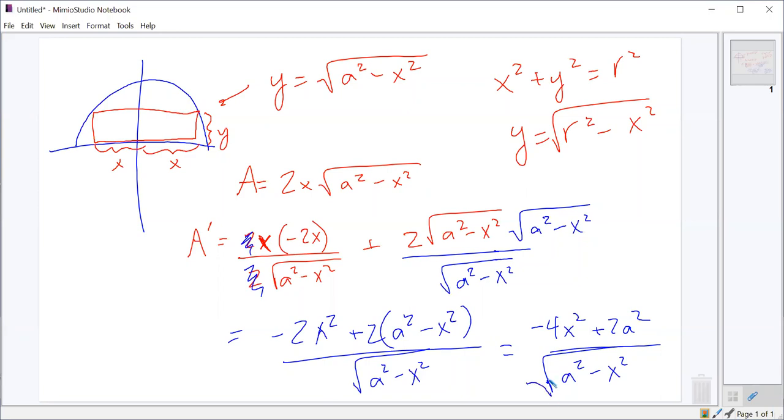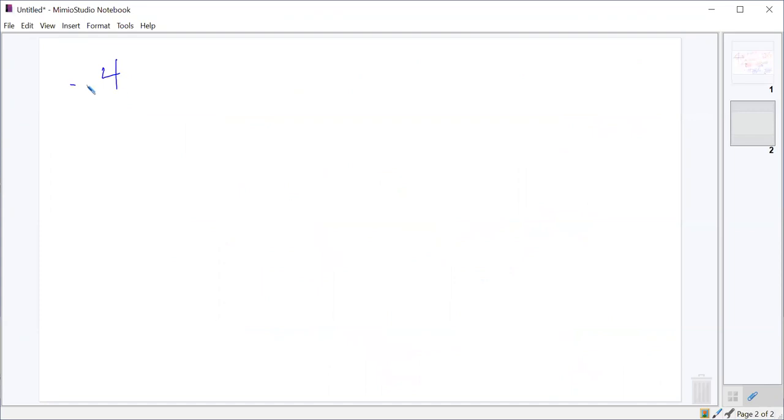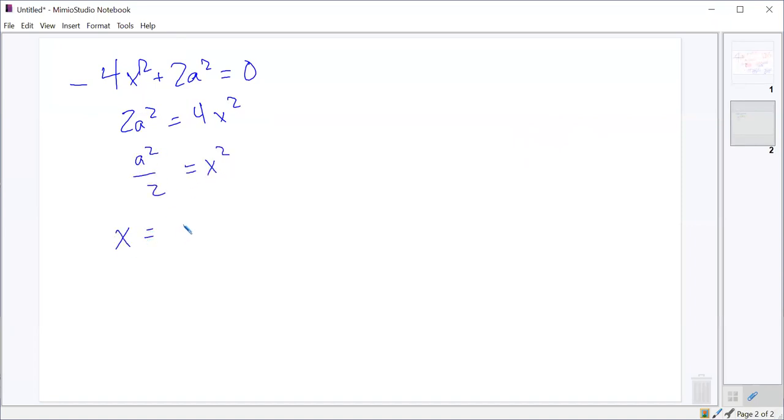We have to figure out when it's undefined. It's undefined whenever root a squared minus x squared is equal to 0. But that wouldn't make any sense in the context because that would mean that the height here is 0, and then we're not actually going to have a rectangle. So we just really need to figure out when the numerator of this is equal to 0. That's when negative 4x squared plus 2a squared equals 0. If you solve that, you get 2a squared equals 4x squared. Divide by the 4, you get a squared over 2 equals x squared, or x equals a over root 2, plus or minus a over root 2, but a negative length isn't going to make sense either.